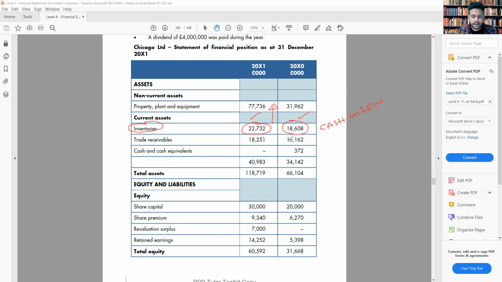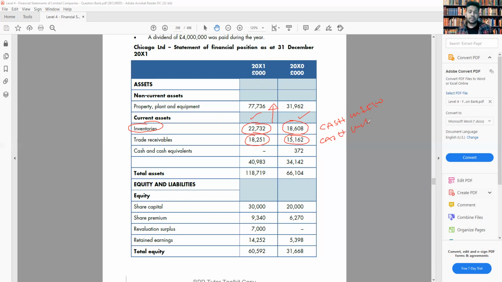The next one is trade receivables, same. Before, I had credit customers who were supposed to pay me 15,000. Now I can see it is 18,000. That means the receivables are increasing. That means they didn't pay, rather they bought more from me on credit. So I sold more to them, but I didn't receive any money. So again, it is a cash outflow. And we have to see the trade payables the same way.